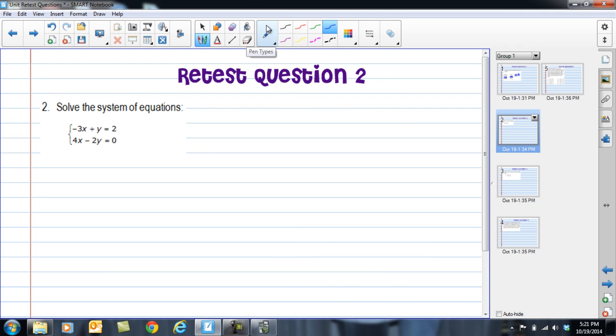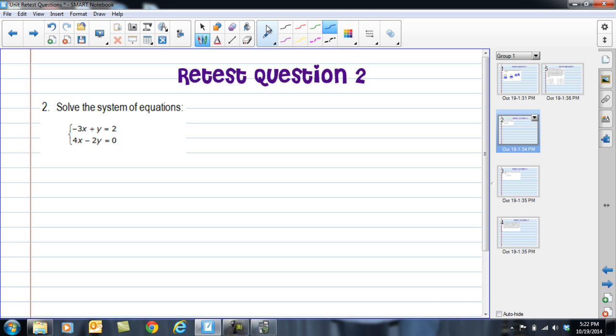All right, so here's retest question 2, and it asks you to solve a system of equations. When it comes to solving a system of equations, you have several options. You can use the elimination method, which will work for this problem. You could also use the graphing method, and you graph them on your calculator. You could use the substitution method, or you could use the matrix method.